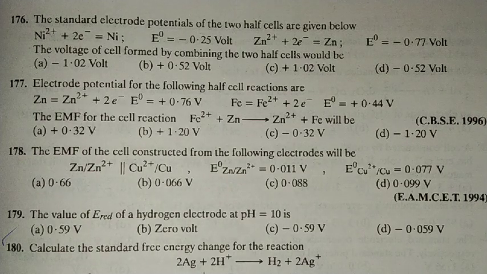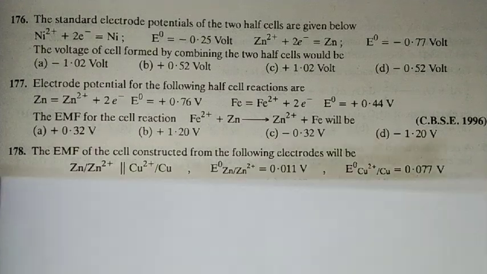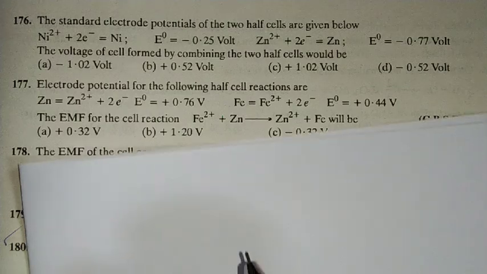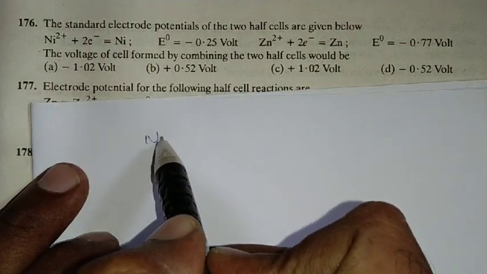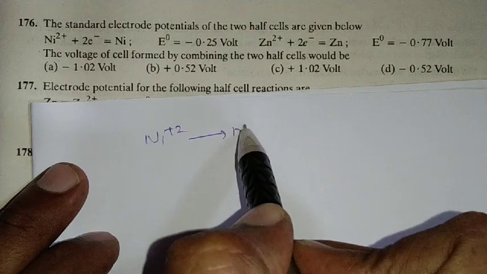The standard electrode potentials of the two half cells are given below. Ni2+ to Ni, E naught value given, and Zn2+ to Zn, E naught value given. The voltage of the cell formed by the combination of the two half cells would be? Before starting the numerical, I shall explain a small concept. First of all, Ni2+ to Ni.